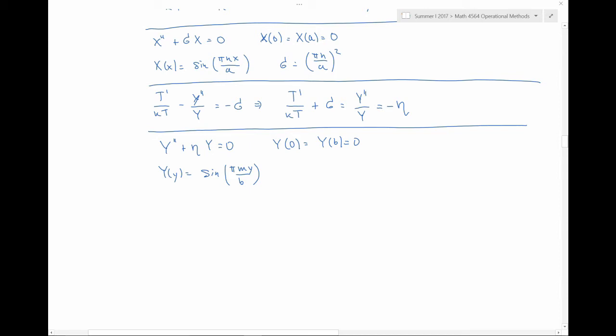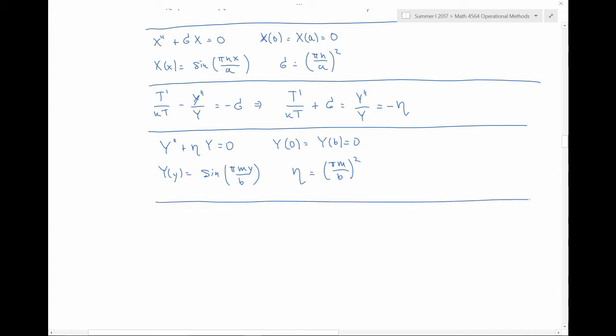So it's going to be sine of pi m y over b. Why should I use a different integer? Because eta is a constant that's completely independent of sigma. And if sigma is indexed with n, eta doesn't have to coordinate with sigma to have the same n inside of it. The solution to this problem will work for whatever m, and it has to be independent of n that I chose for x. Therefore, eta must be pi m over b squared.